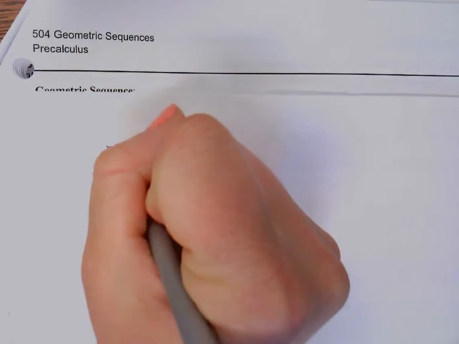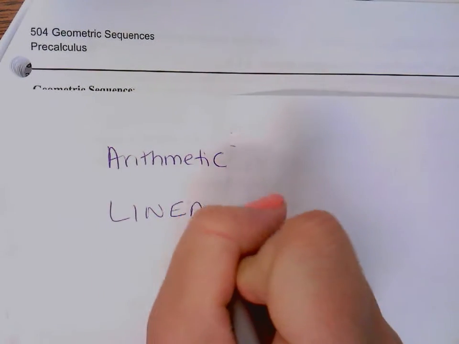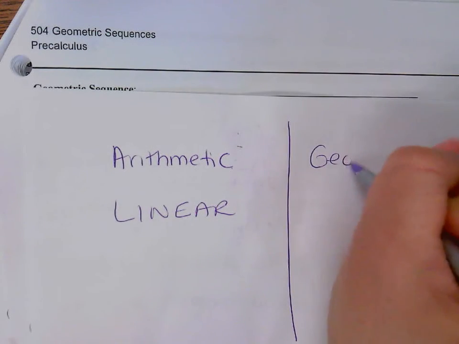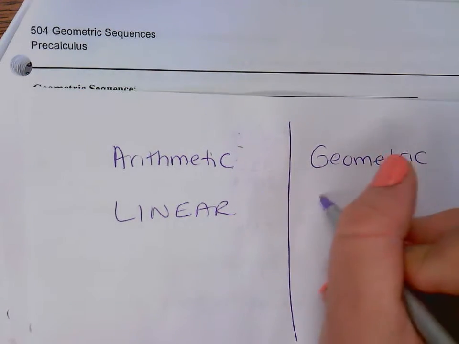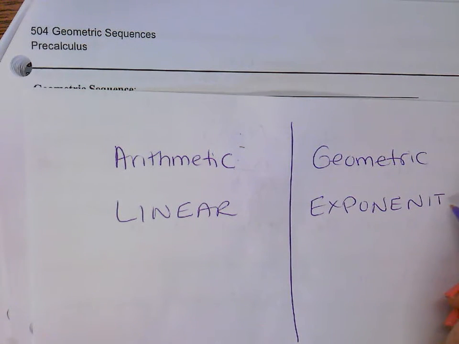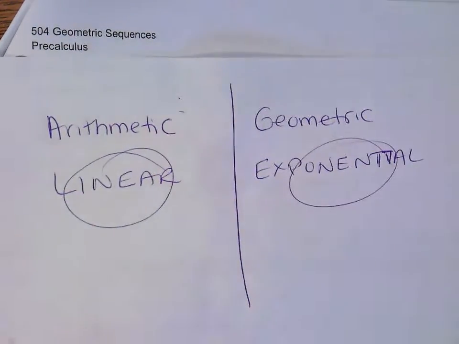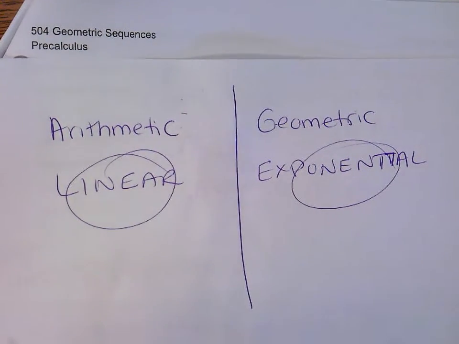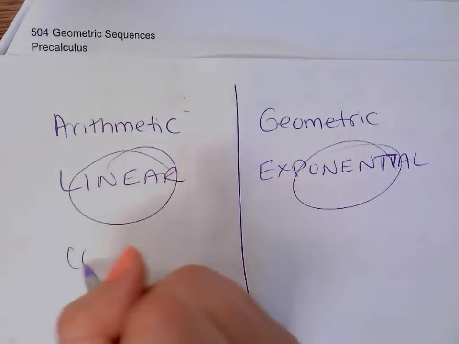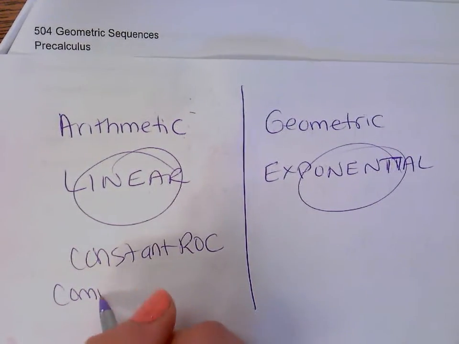I also kind of want you to know that arithmetic is most like linear functions, and geometric is most like exponential functions. It helps us review two big functions that we've studied this year in a different way. Arithmetic is directly related to linear. There's a constant rate of change. We call it the common difference.